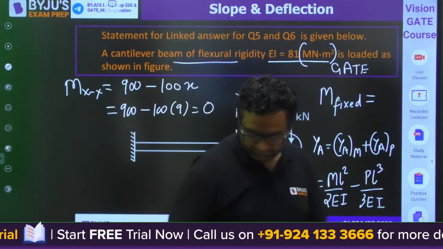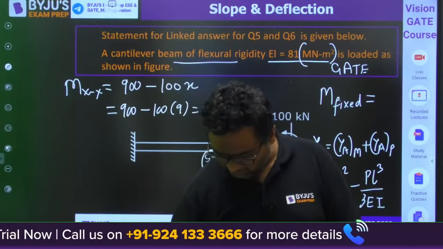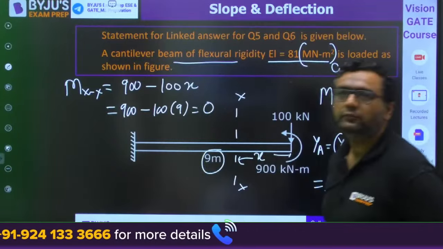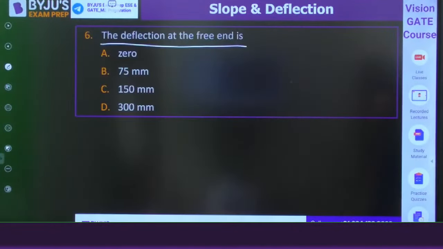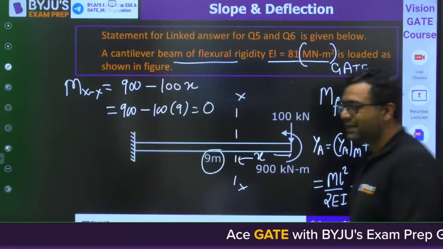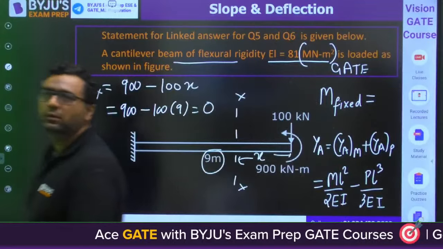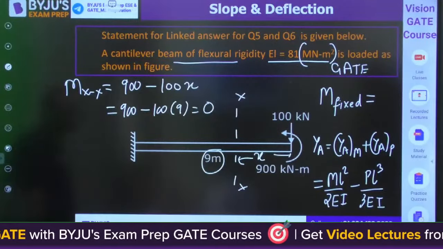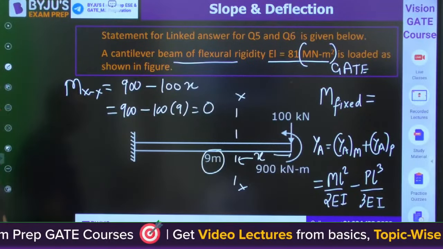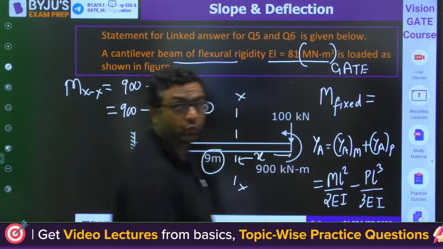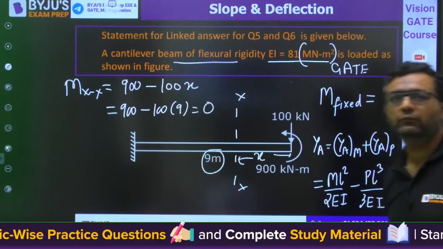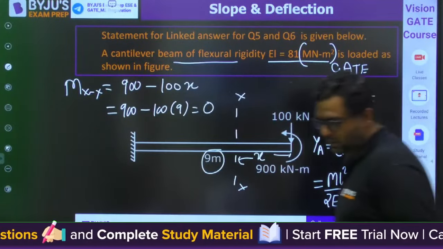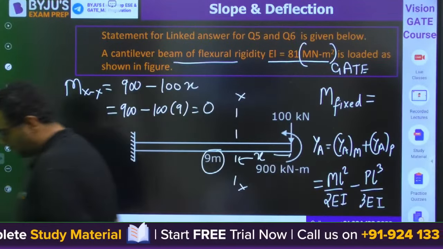So here we have done a total of 3 questions. So question number 5 is done, 6 is done. No, 6 you are doing. What is the answer? Values are there in front of you. Solve it, guys.